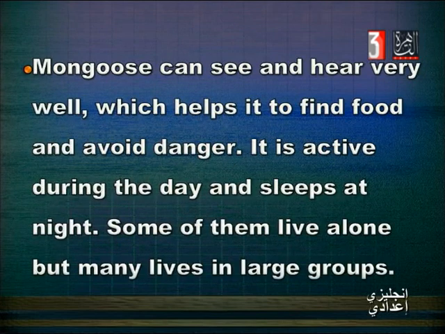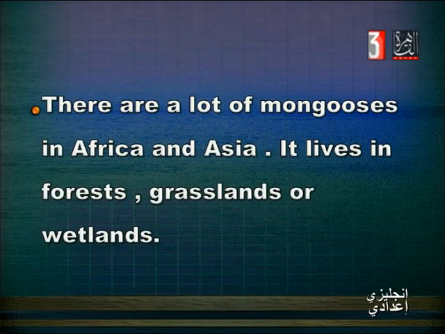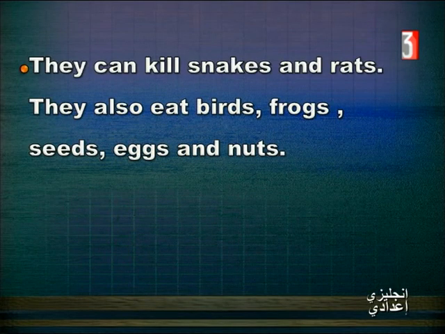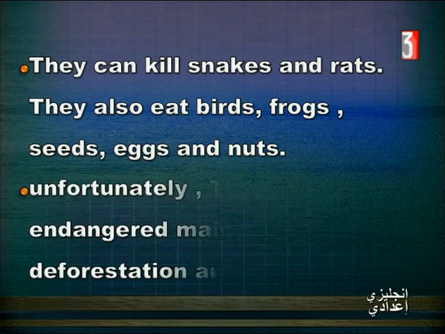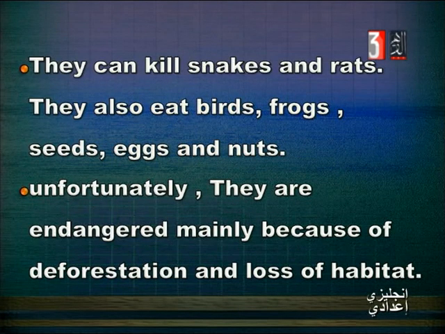Mongoose can see and hear very well, which helps it to find food and avoid danger. It is active during the day and sleeps at night. Some of them live alone, but many live in large groups. There are a lot of mongooses in Africa and Asia. It lives in forests, grasslands, or wetlands also. They can kill snakes and rats. They also eat birds, frogs, seeds, eggs, and nuts. Unfortunately, they are endangered, مهددين بالانقراض, mainly because of deforestation and the loss of habitat.